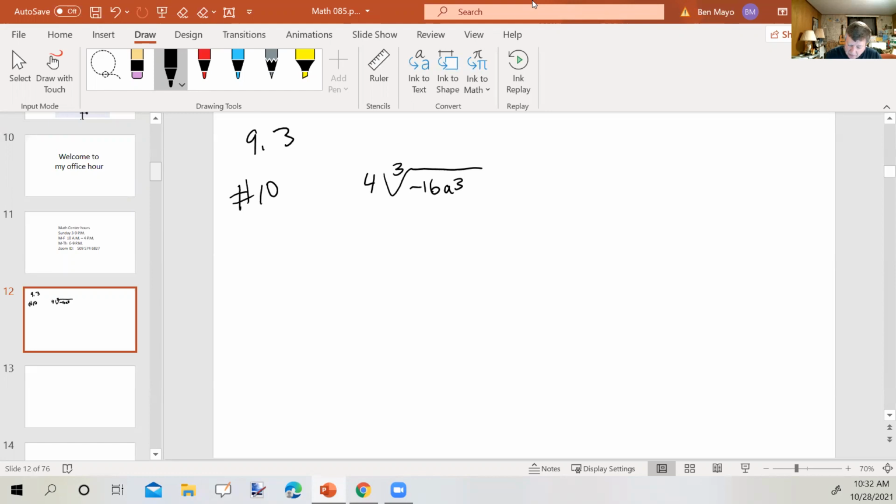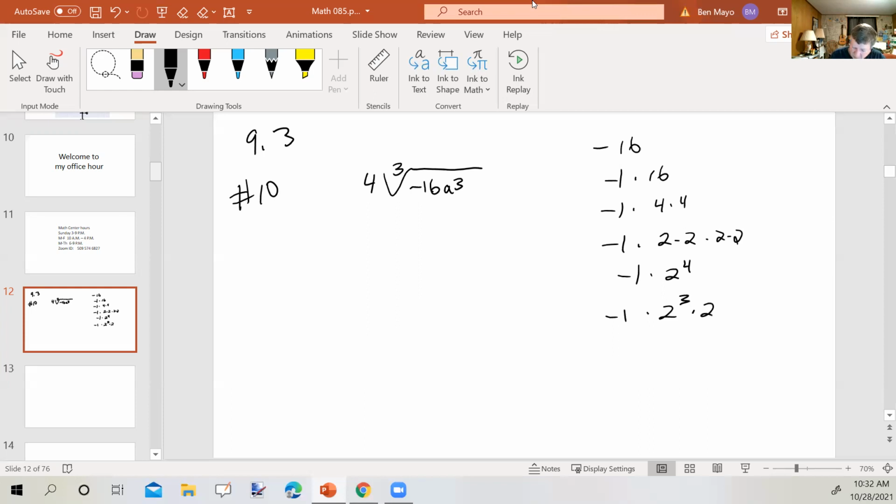First of all, let's take a look at negative 16. That's negative 1 times 16, which is negative 1 times 4 times 4, or negative 1 times 2 times 2 times 2 times 2, or negative 1 times 2 to the fourth power. That's like the prime factorization of it. I'm going to rewrite that as negative 1 times 2 cubed times 2 to the 1 power. So now I've got 4 times the cube root of negative 1 times 2 cubed times 2 times a cubed.